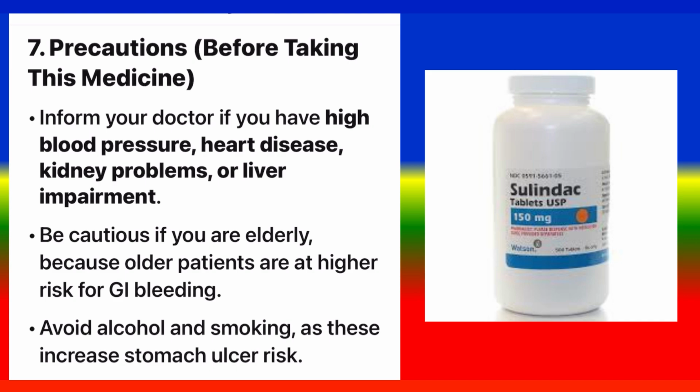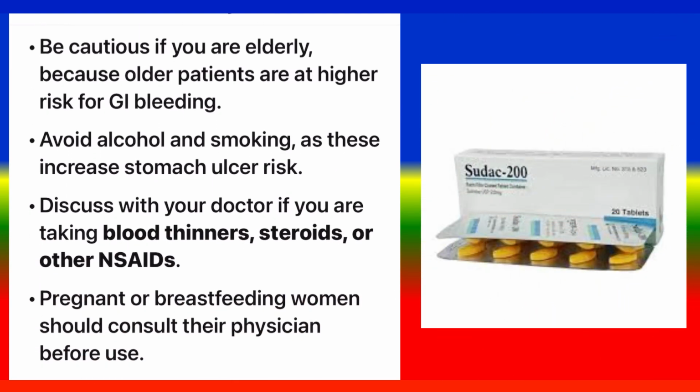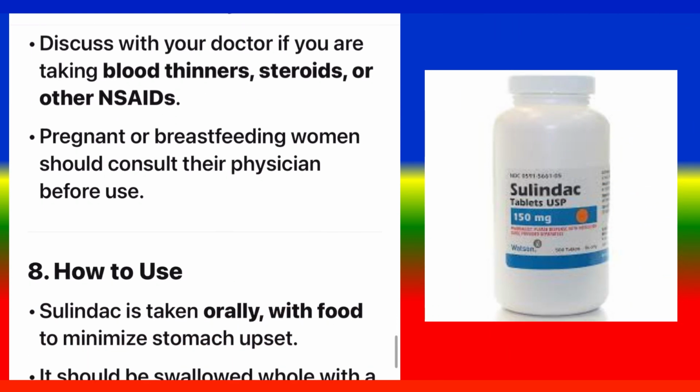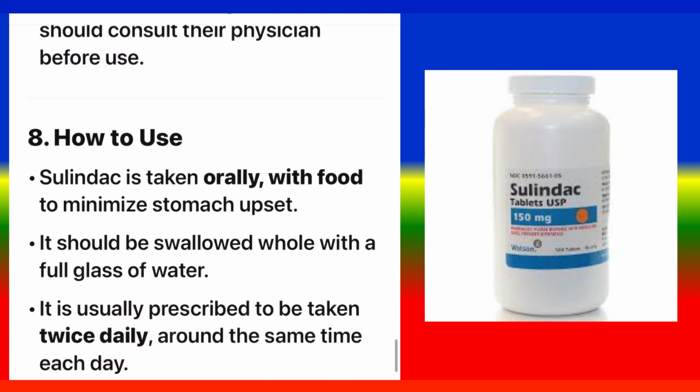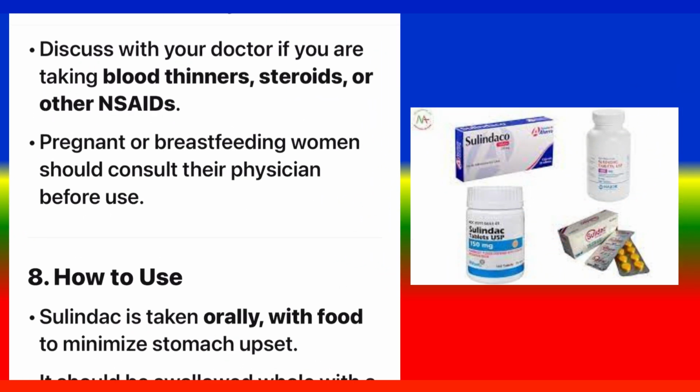7. Precautions before taking this medicine. Inform your doctor if you have high blood pressure, heart disease, kidney problems, or liver impairment. Be cautious if you are elderly, because older patients are at higher risk for GI bleeding. Avoid alcohol and smoking, as these increase stomach ulcer risk. Discuss with your doctor if you are taking blood thinners, steroids, or other NSAIDs. Pregnant or breastfeeding women should consult their physician before use.